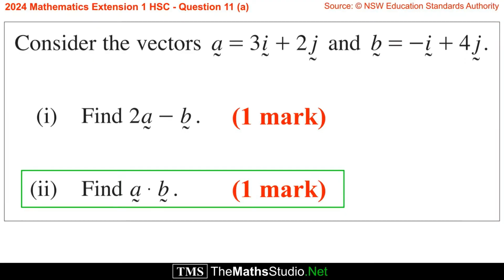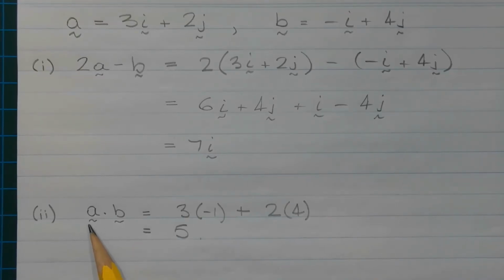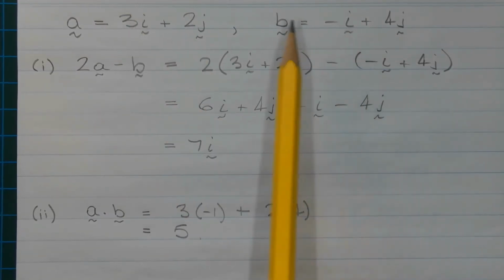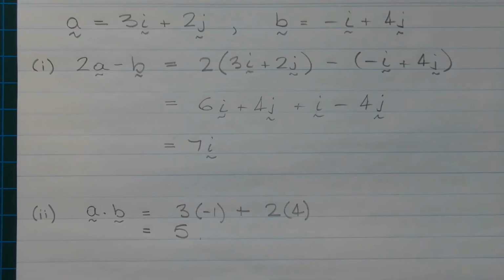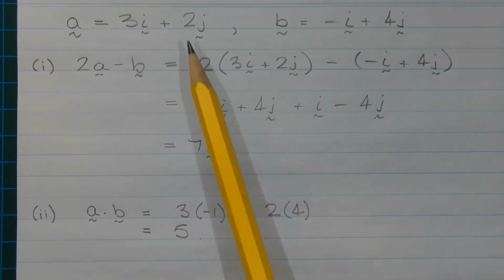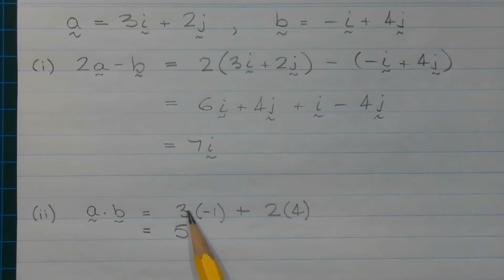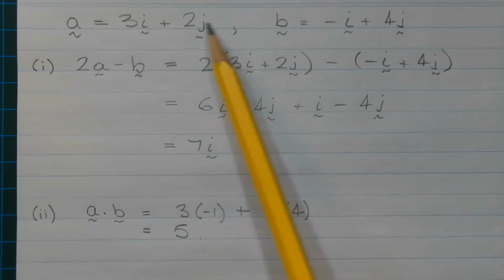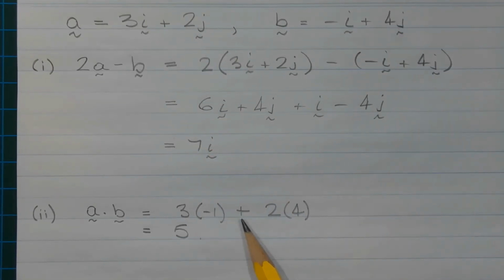Part 2. Find the dot product of vectors a and b. The dot product of vectors a and b is found by multiplying separately the coefficients of vectors i and j and then adding those two products together. So in this case, the dot product of a and b is 3 times negative 1 plus 2 times 4. So 3 and negative 1 are the coefficients of the i vectors, and 2 and 4 are the coefficients of the j vectors. So 3 times negative 1 plus 2 times 4 is equal to 5.